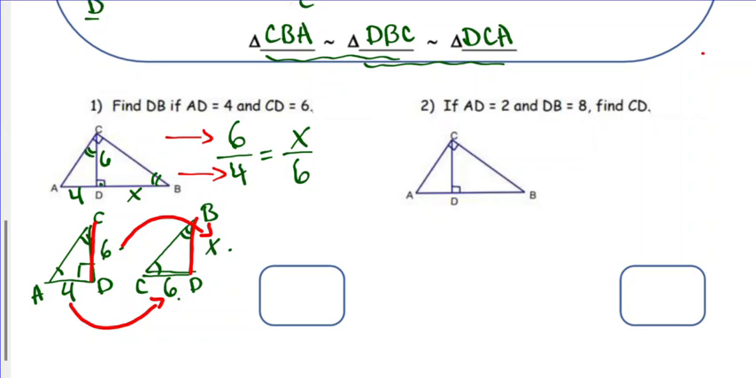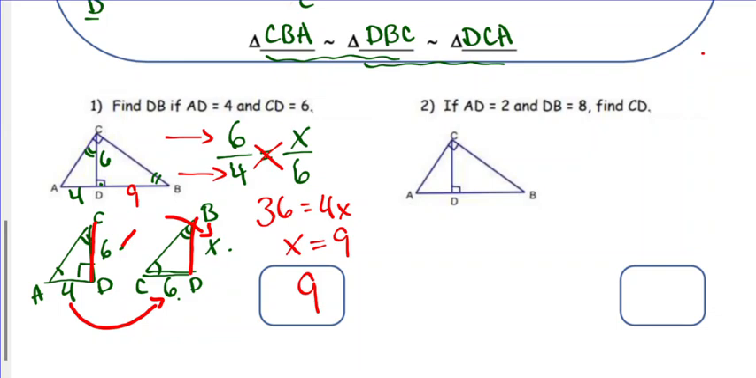I want to make sure that I finish this off in a systematic way. So I'm going to cross multiply, get 36 equals 4x, and then divide by 4, so x equals 9. So the length of DB has to be 9. I definitely want you, at least in the beginning, to draw these triangles just oriented the same way so that you can match up those corresponding parts.